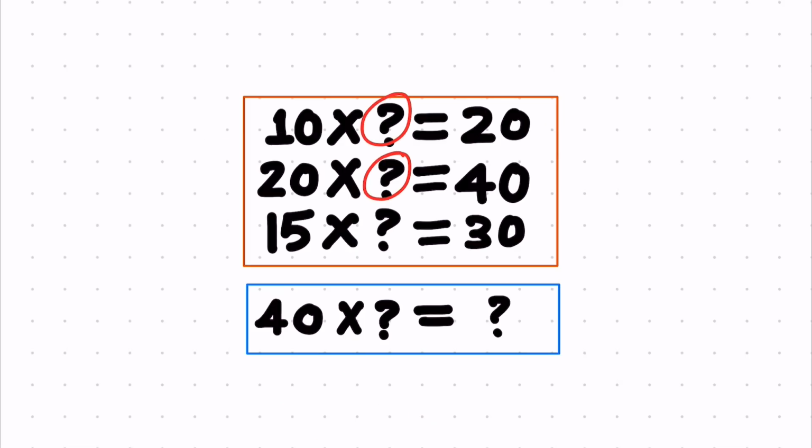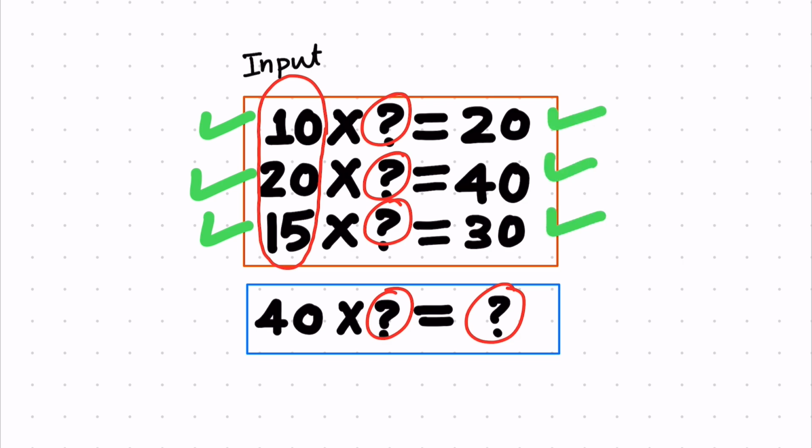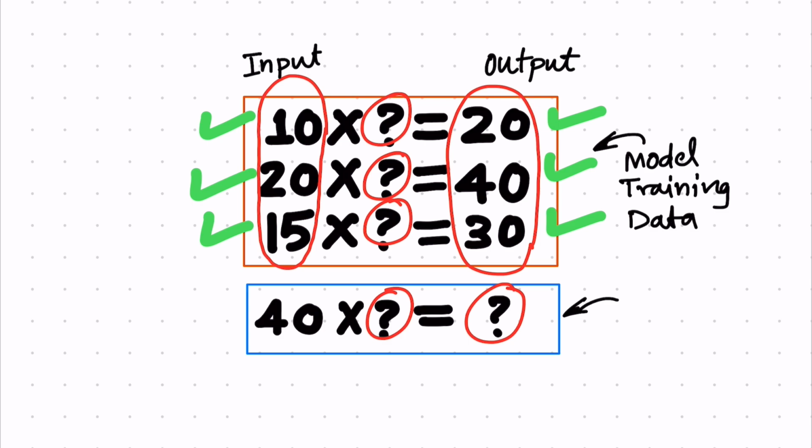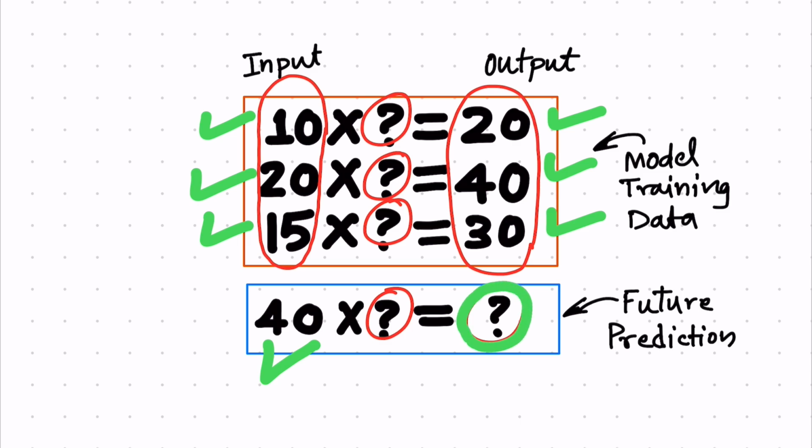If I ask you to fill these question marks, it'll probably take you 2 seconds to do it. It is because you can identify the pattern in the data very easily. Now, if you slow down and observe what just happened in your brain when you found answers to those question marks, then you will start understanding machine learning. For the first 3 lines, you know what is the input and what is the output. This is also known as model training data. And the last line is known as the future prediction, where I know the input but want to predict how much output it will generate.